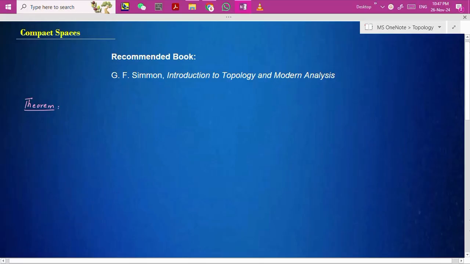The statement of this theorem is: any closed subspace of a compact space is compact. Now we prove this theorem.